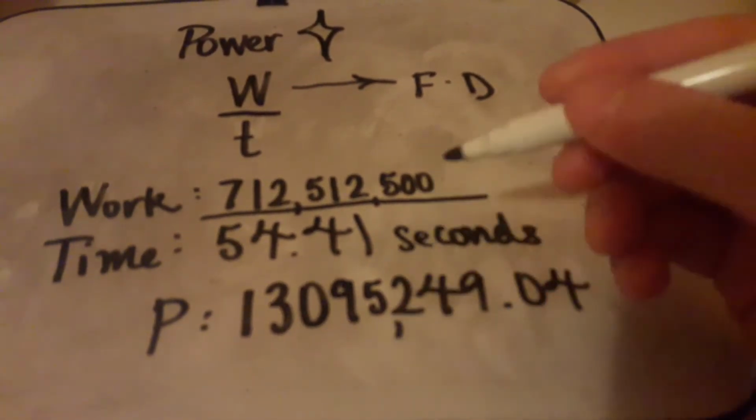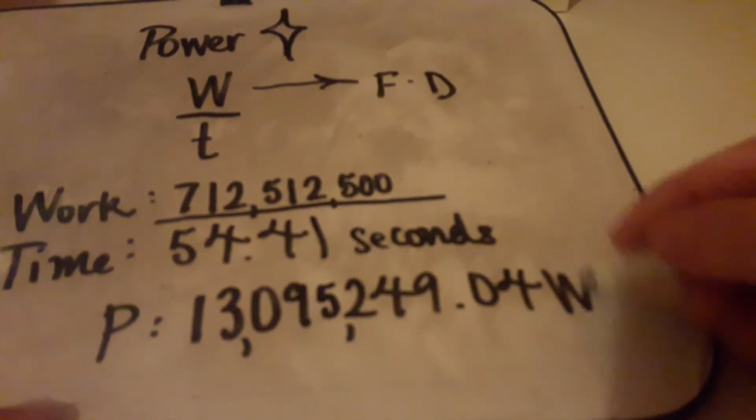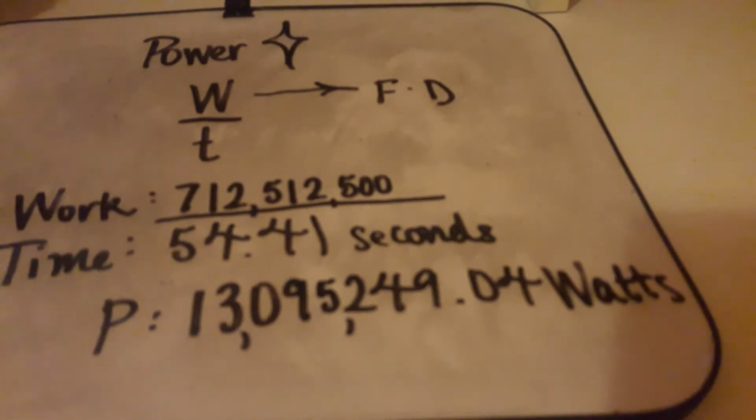Now that is a really big number. So that's going to be 13 million, and remember to label it watts. So watts is the unit for power. So imagine how many light bulbs you can power up with that many watts. Now that is going to be a lot.